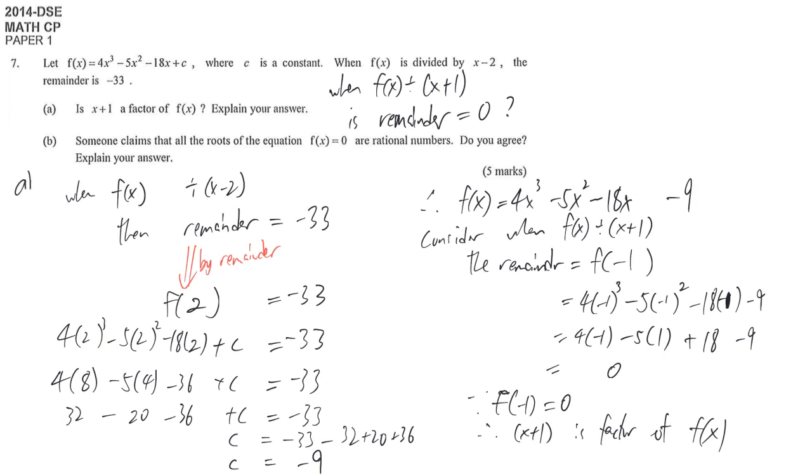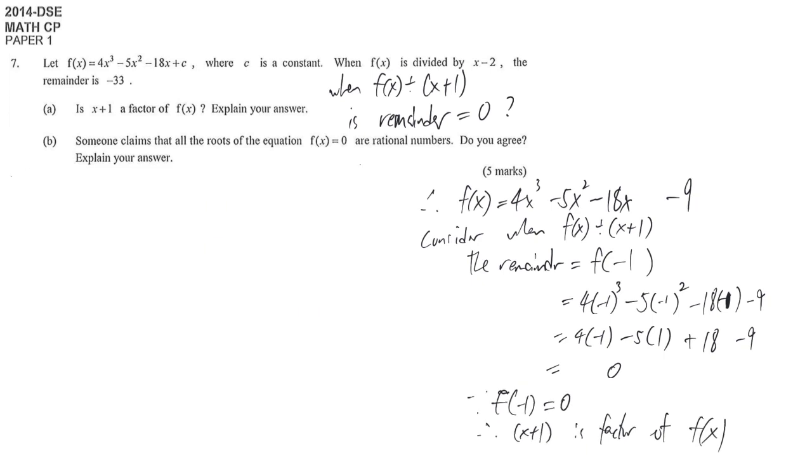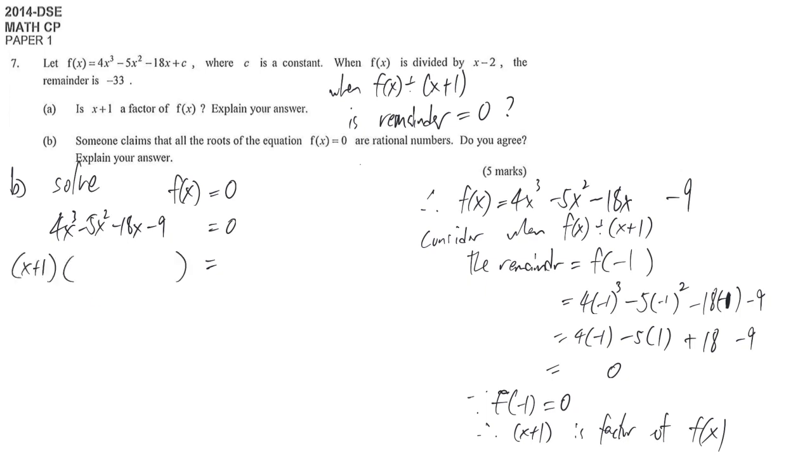Then we finish part A and we proceed to part B. In part B, they ask us to solve f(x) equal to 0, and then we are going to check whether those roots are all rational numbers. So we just write down the original function, 4x to the power 3 minus 5x squared minus 18x minus 9 equal to 0. Don't forget that they are trying to lead us to show that x plus 1 is a factor, which means that this expression can be expressed as x plus 1 times something.